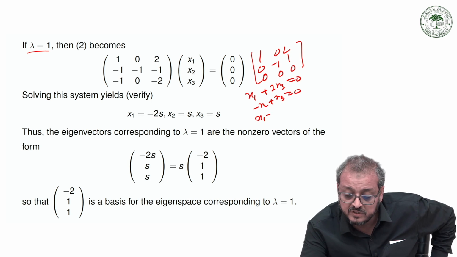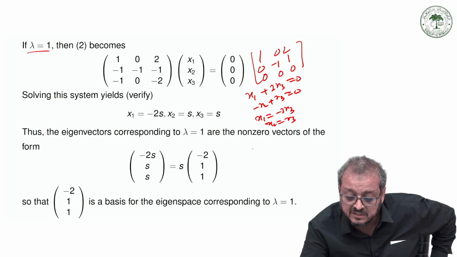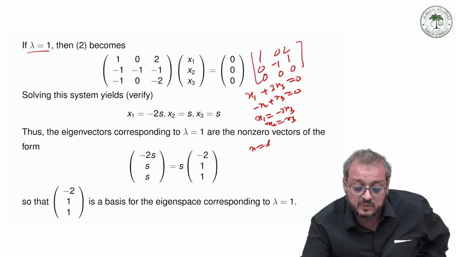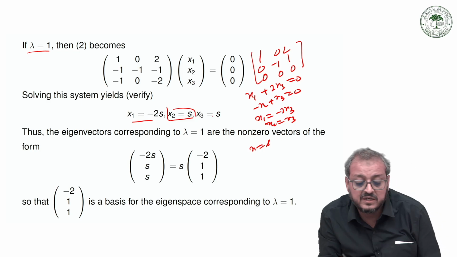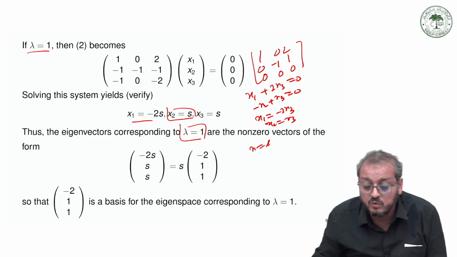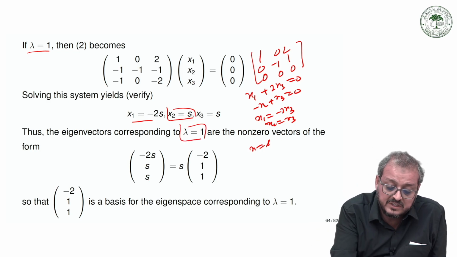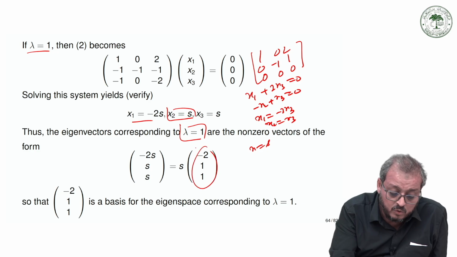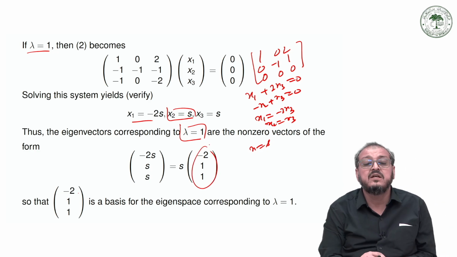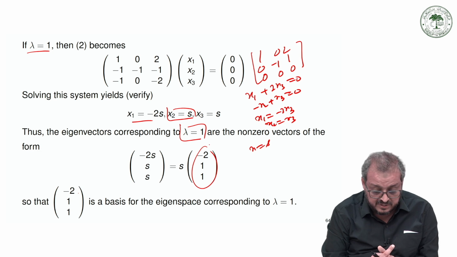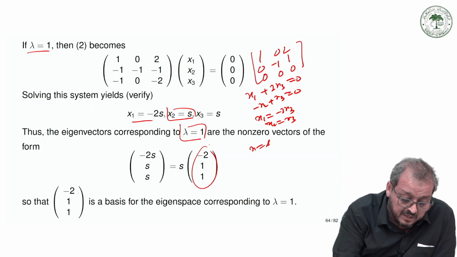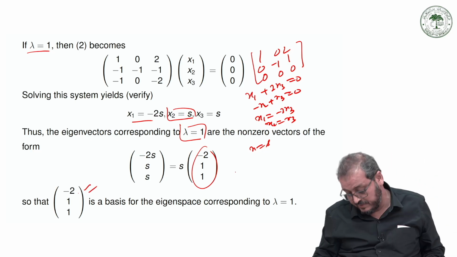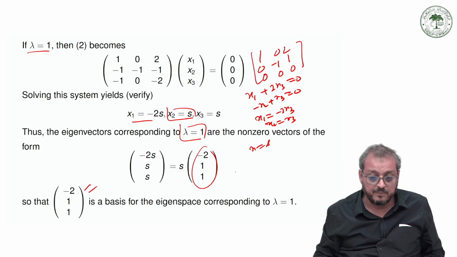So x1 is equal to minus twice x3, and x2 is equal to x3. If x3 is equal to s, then x1 is equal to minus 2s, and x2 is equal to s. So the eigenvector corresponding to lambda equal to 1 is (minus 2s, s, s). Taking s equal to 1, this is (minus 2, 1, 1). This is a non-zero vector and clearly linearly independent, so it forms a basis. This completes the solution of this problem.